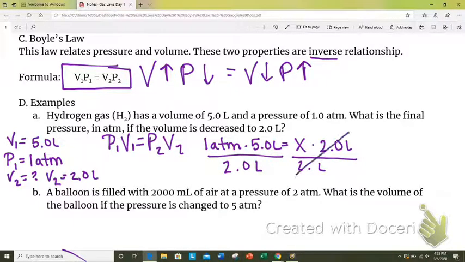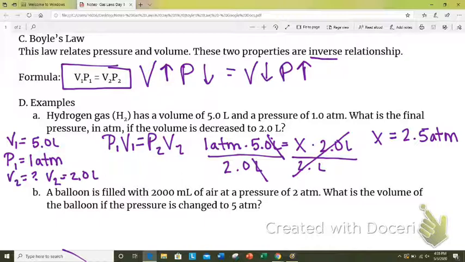By doing that, I can cancel the 2 liters on the right-hand side. And so what I need to do to solve is take 1 atmosphere times 5 liters divided by 2. Looking at units, I can see liters up above and below, so those are going to cancel as well. So my X is going to be 2.5, and this is ATM, or atmospheres. Again, if you think about it, the volume decreased, so we saw pressure go up, and that should make sense.